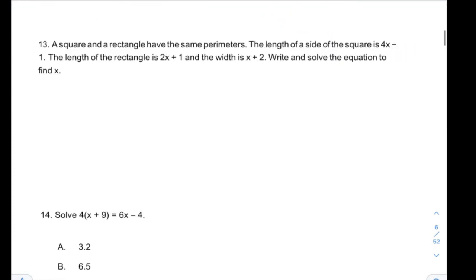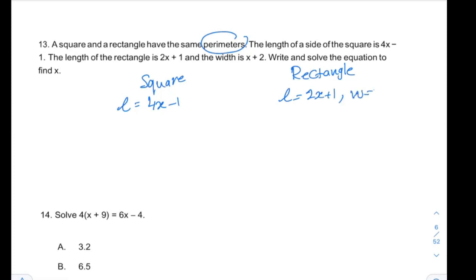A square and a rectangle have the same perimeters, meaning the sum of the side lengths is the same. The length of a side of the square is 4x minus 1. So we have here for the square, the length is 4x minus 1. The length of the rectangle is 2x plus 1 and the width is x plus 2. Right? And solve the equation to find x. They have the same perimeter.